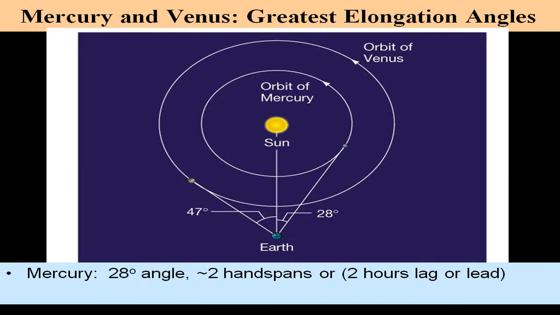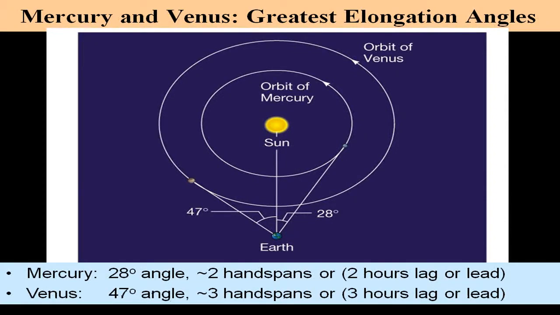And in terms of angular expanse over the course of a night, one handspan represents 1 hour of movement. So at its greatest elongation, Mercury would be about 2 hours from the Sun, either before sunrise or after sunset. For Venus, it's about a 47-degree angle, so that's 3 handspans, or about 3 hours lag or lead to the Sun. So your best chance would be 3 hours before sunrise if it happens to be at that point, or 3 hours after sunset.